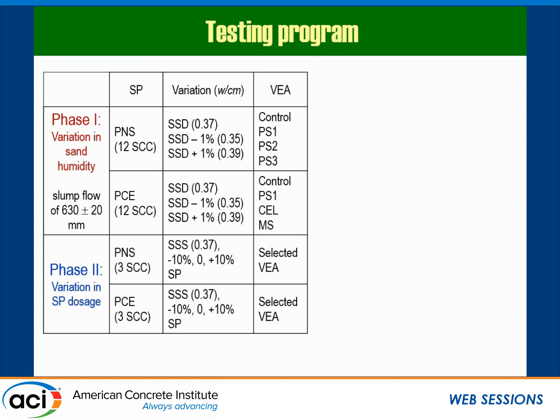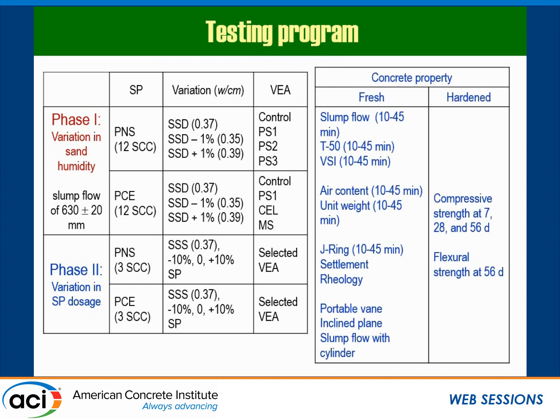And phase 2 was undertaken to evaluate the errors that you would make in the proportioning of the superplasticizer. So it was plus or minus 10% of the targeted value. And phase 2 was done with 2 concretes, with a PNS and a VEA compatible, the same thing with polycarboxylate, versus the first one was done on all the combinations of VEA and superplasticizers.